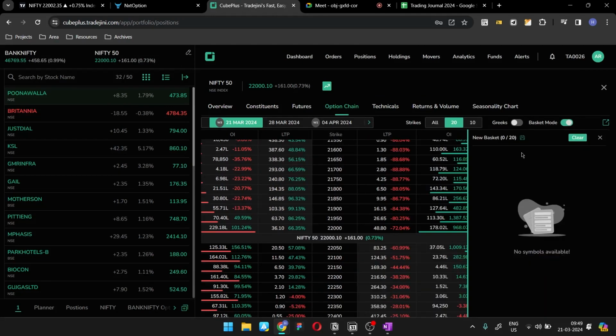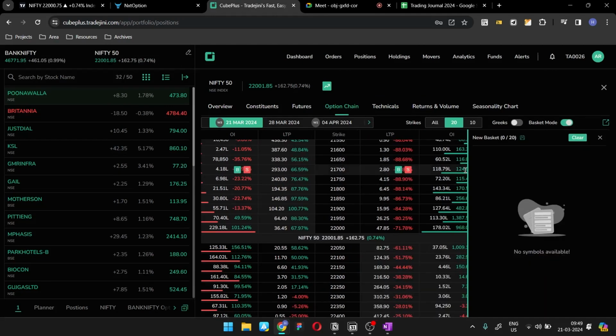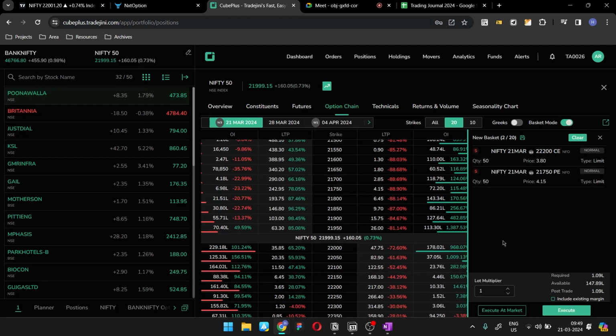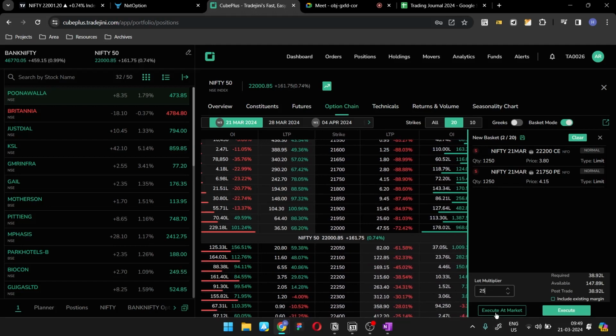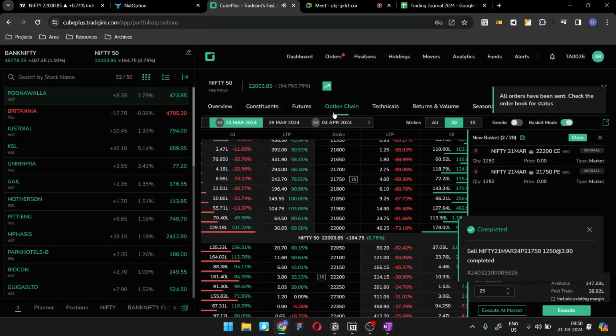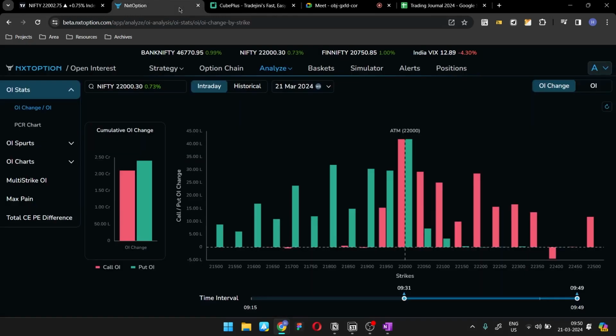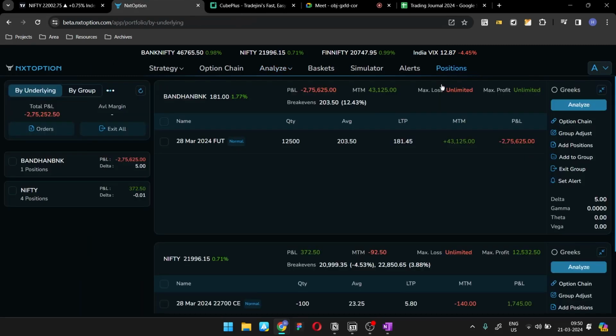So we have something called a basket mode. So you can select the strikes that you want to trade. So let's say I want to take the 21,700 and 22,200. Let us move this a bit closer to 21, and I'll be taking 25 lots. So 25 lots, executed market. I've entered the trade. So 1250 quantity, we have entered the trade, and from here I can manage the position very easily from my positions tab.